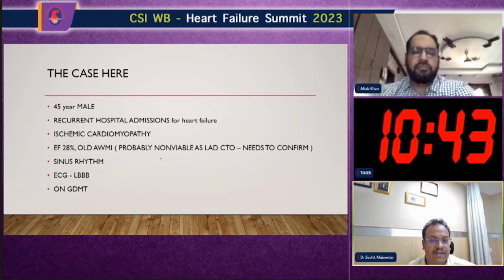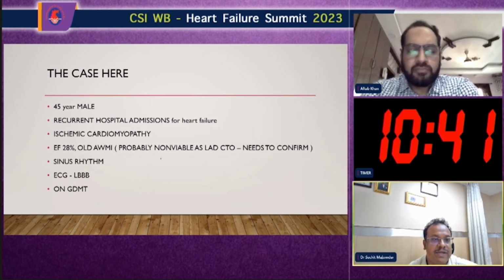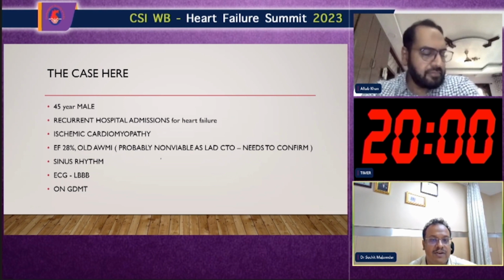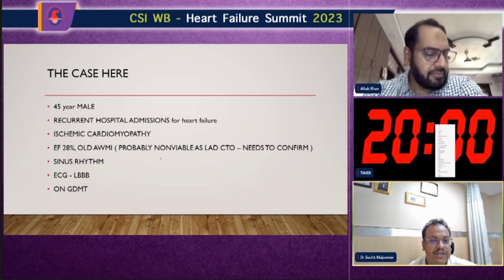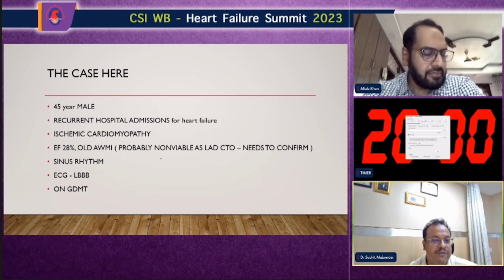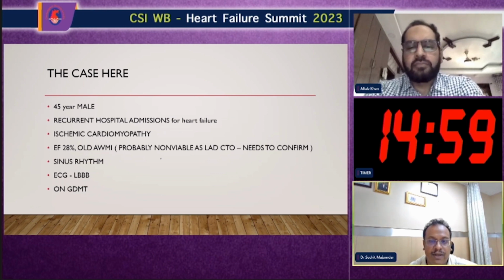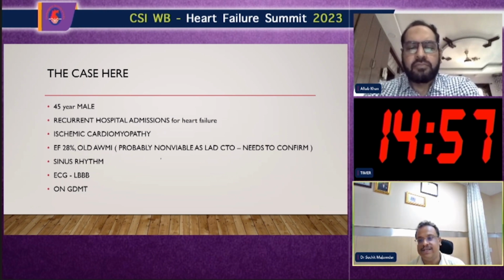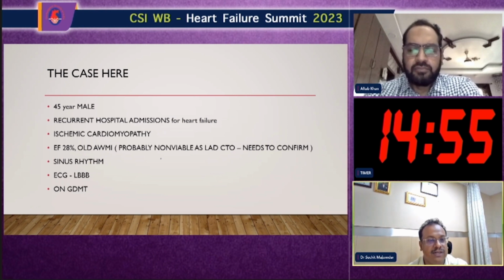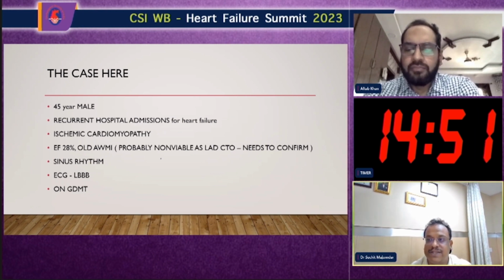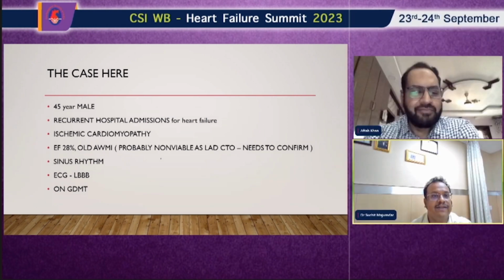I think it has already been discussed here that the patient is a 45-year-old male with recurrent hospital admission for heart failure. It's an ischemic cardiomyopathy with an EF of 28% and old anterior MI, probable non-viable LAD CTO that needs to be confirmed, sinus rhythm, ECG showing LBBB, and on goal-directed medical therapy. So this is the gist of the case. Next slide.